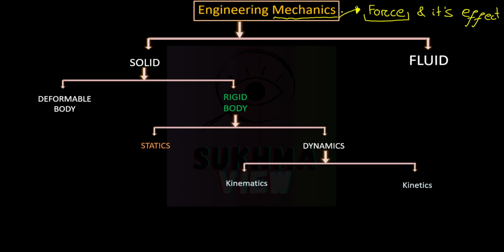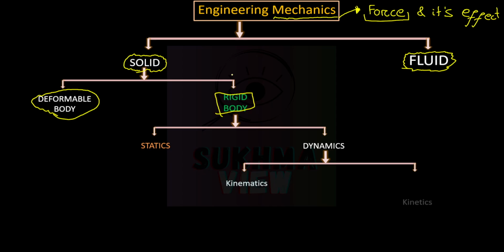Whenever mechanics is studied on a solid object, that's called solid mechanics. Whenever you are studying the concept of mechanics on a fluid, that's known as fluid mechanics. Solid mechanics is of two types: deformable body mechanics and rigid body mechanics.